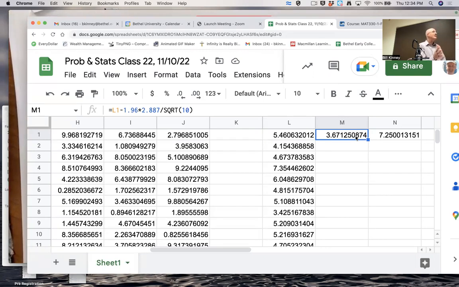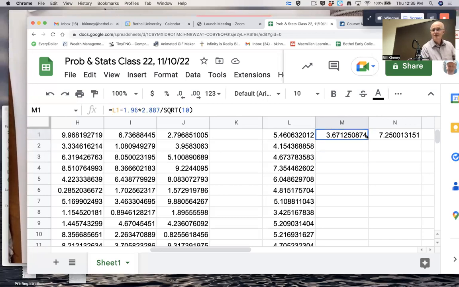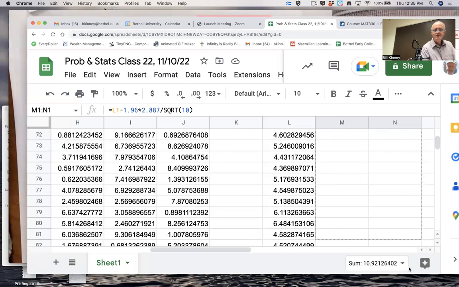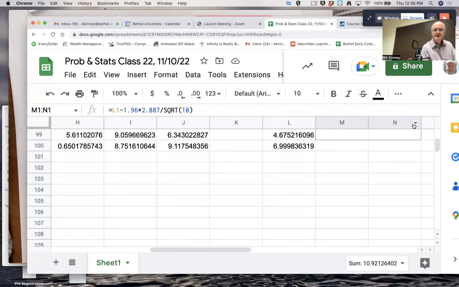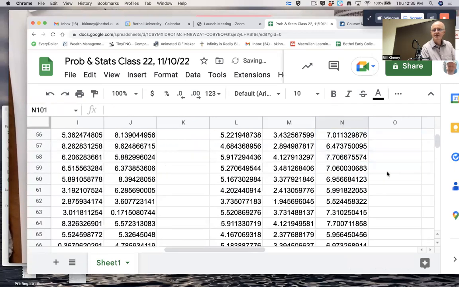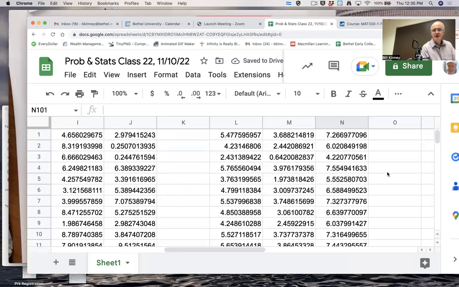In fact, because sigma I'm pretending is known to be 2.887, the margin of error here is not going to change, but X bar does change. So the interval changes. If we don't know sigma though, and we got to use S, then the margin of error can even change. Copy and paste these down. Since these are 95% confidence intervals, about 95% of them should contain 5, and 5% will not. There's one that does not.